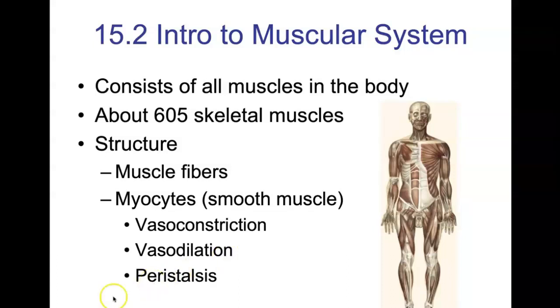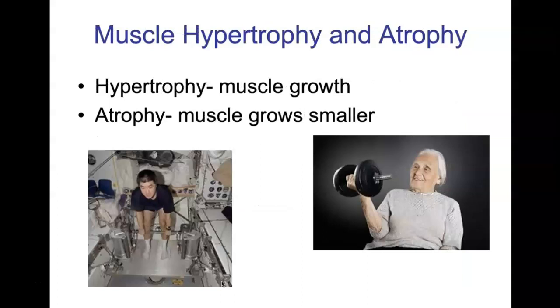Vasodilation, to dilate, means that you make the vessel wider, so that you can allow more blood to flow through the vessel. Peristalsis is referring to the way the tube of the esophagus and the large and small intestine enable the food to go through. So this is also the work of smooth muscle. Muscle hypertrophy and atrophy. Hypertrophy is referencing muscle growth.